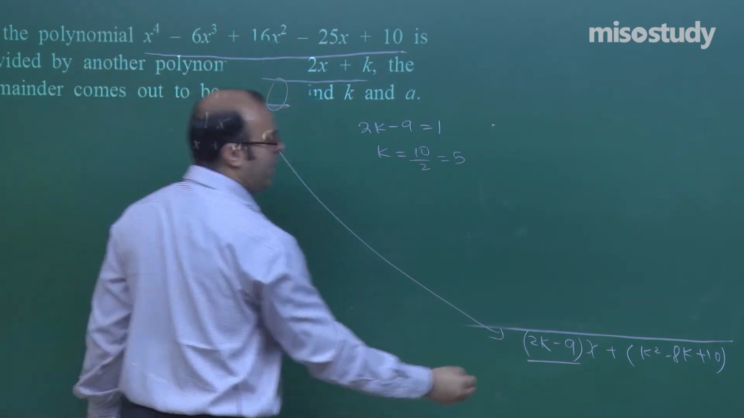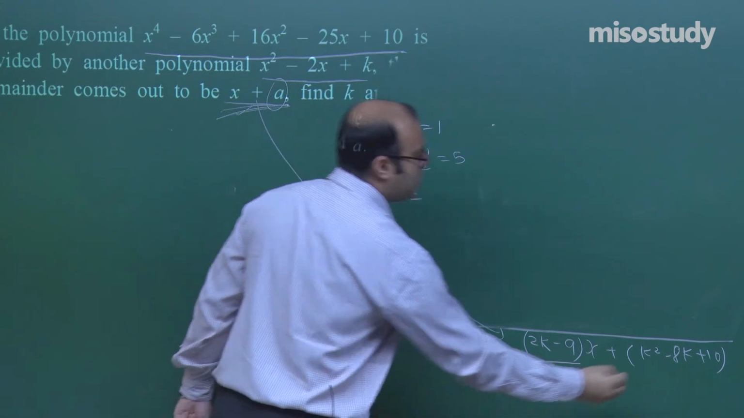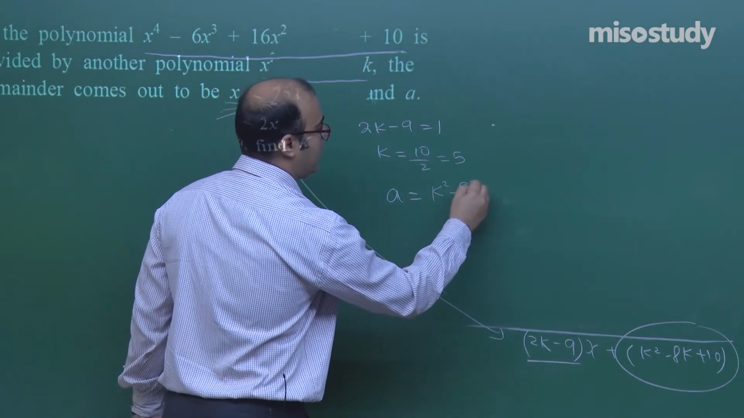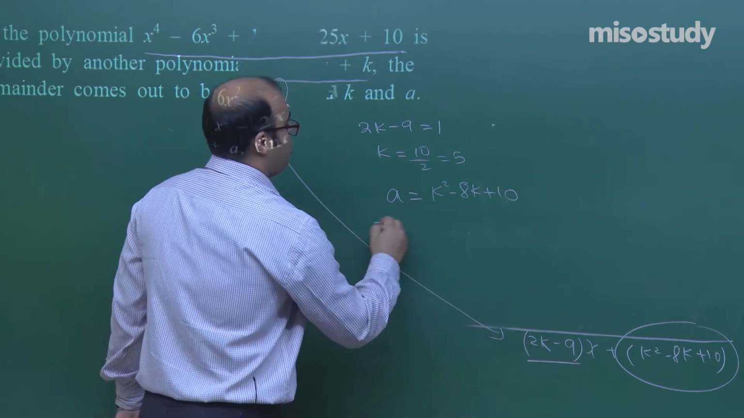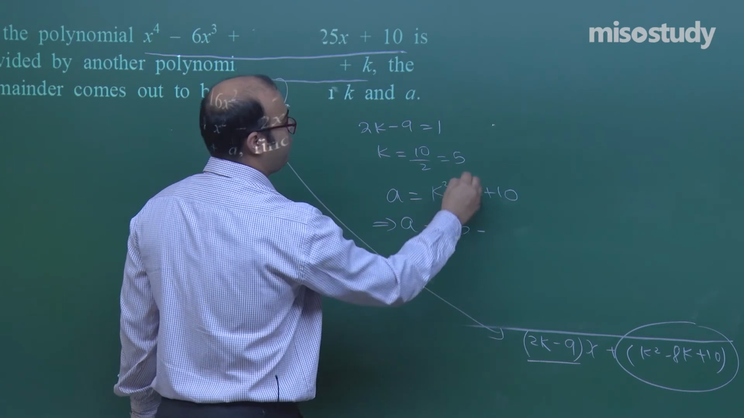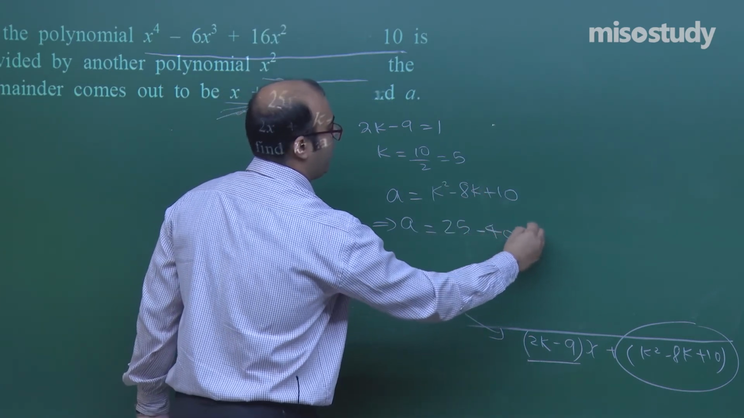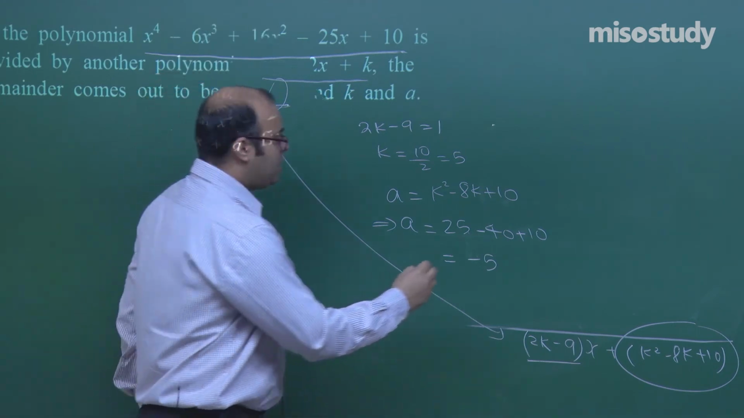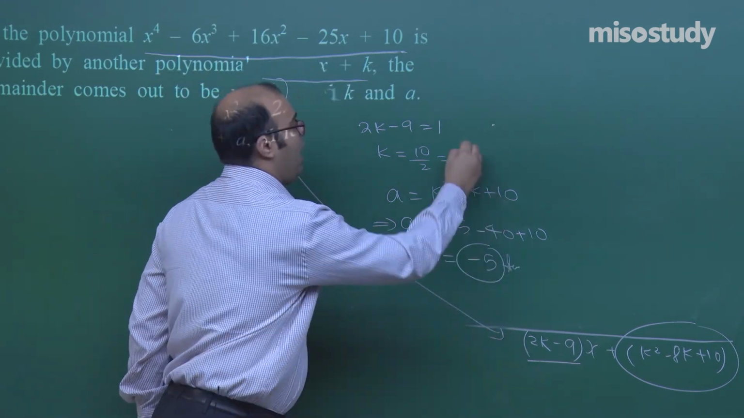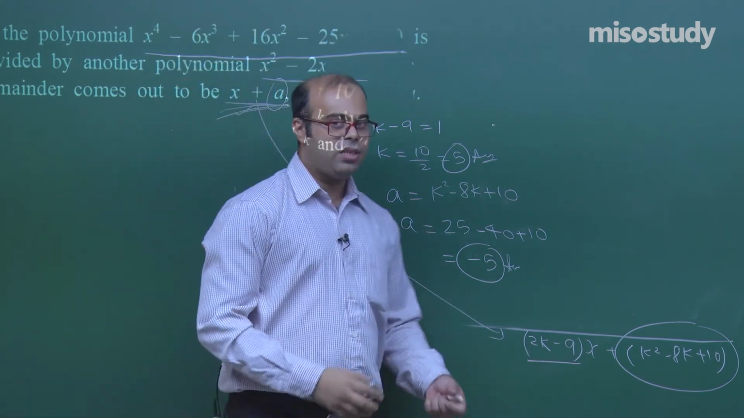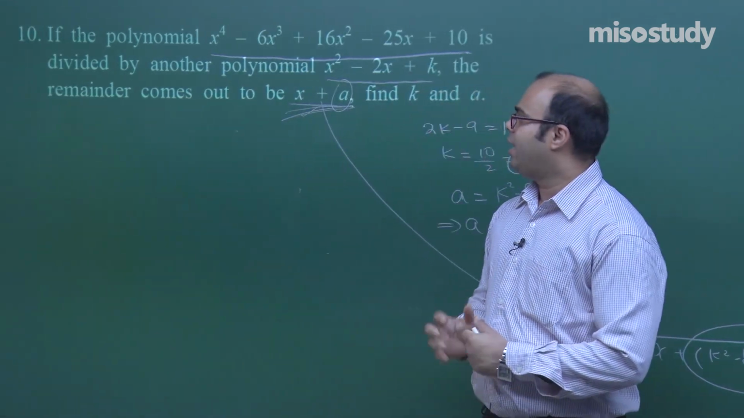The constant is a, and the constant a is equal to this constant part here. So, this is k square minus 8k plus 10. This implies a is equal to, k is 5, this is 25 minus 5 into 8, that is 40, plus 10. So, what do we get? Minus 5 as the answer. So, a is minus 5, this is your answer, and k is 5, this is also your answer. So, by using polynomial division we can find k as well as a in this question.